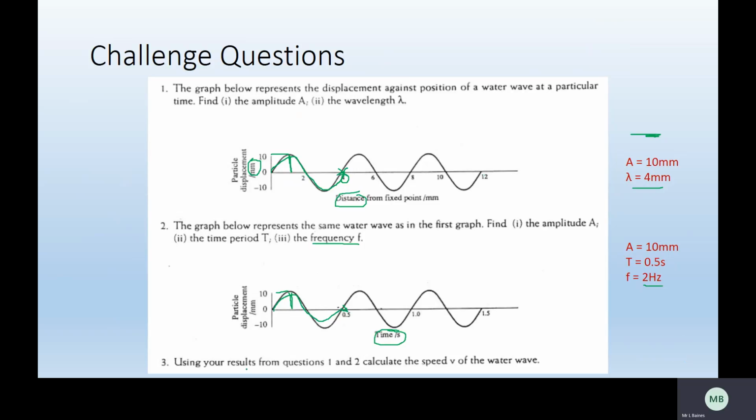Final question, part 3. Use your results from question 1 and 2 and calculate the speed of the water wave. Okay, well, I know v is f lambda, so I can put that on there. I've worked out f, I've worked out lambda, so I can do my values. And notice I had to convert this into meters, so I had to change it from millimeters into meters. Velocity is 0.008 meters per second.